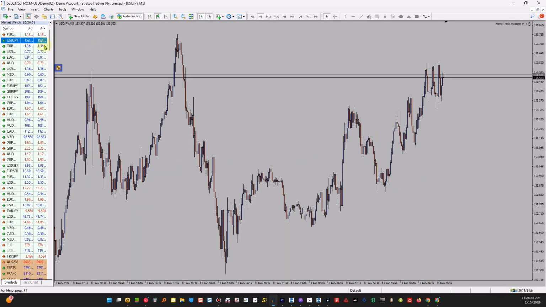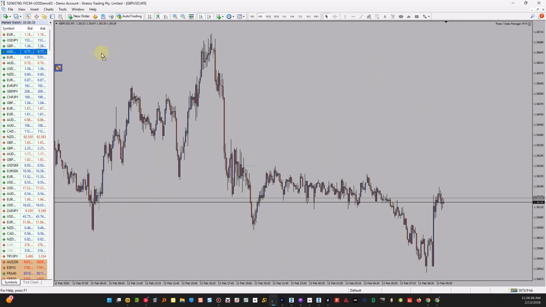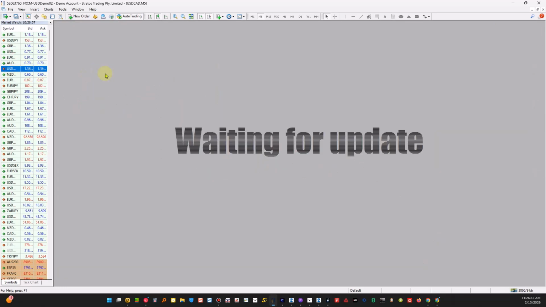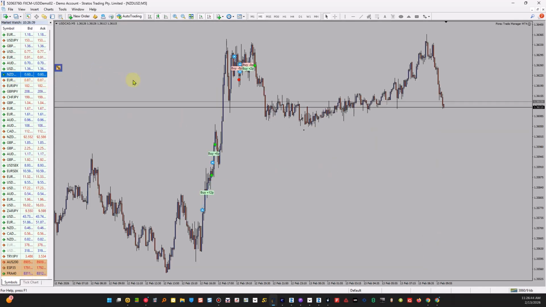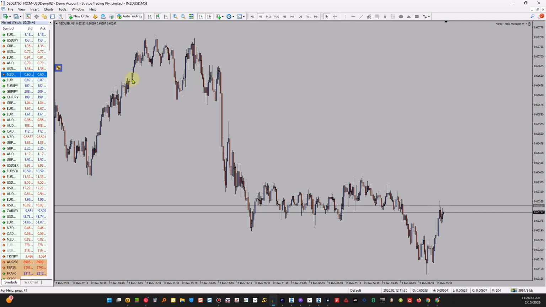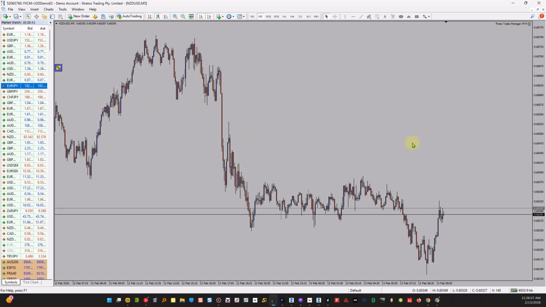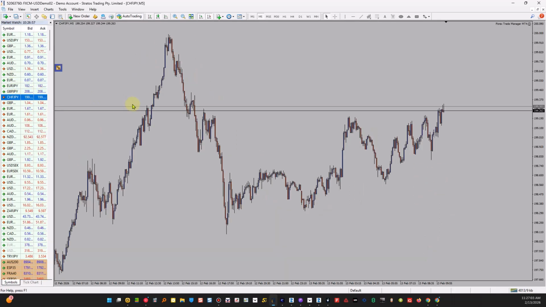If I want to change currency pairs, I simply drag and drop, and as you can see, it updates quickly. All right, and so when you see it say waiting, what we're looking at is the waiting time between the updates. MetaTrader has to pull in data from the broker's server, and that's what you see when it says waiting for update.